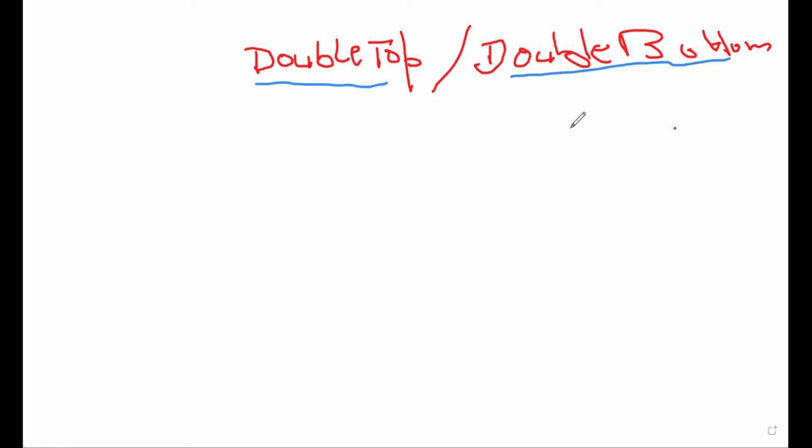So what is a double top? A double top means the price fell to make a higher high, but instead it makes the same high. For instance, the price is going up, down, up, down, up. So instead of going up, it fell to make a higher high. And for instance, we've got two highs here.